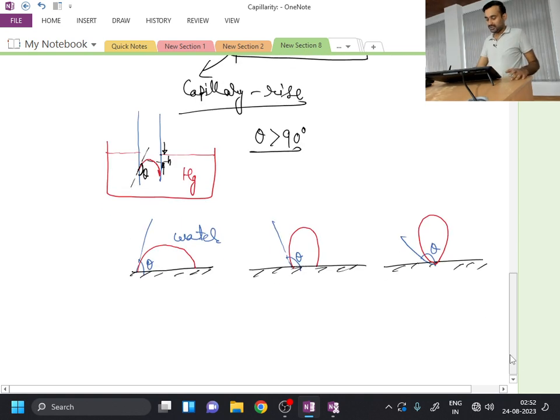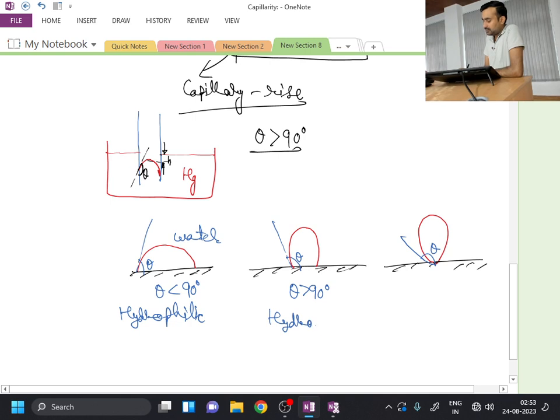So typically for a water drop, if you have a water drop resting on a solid surface, if this contact angle is less than 90 degrees, then we call the surface hydrophilic. And if this theta is greater than 90 degrees, then we call the surface hydrophobic.